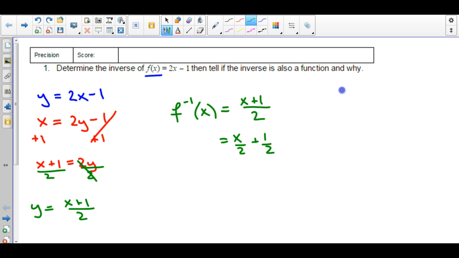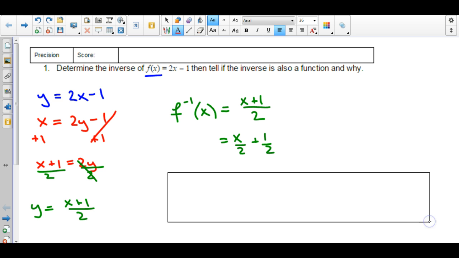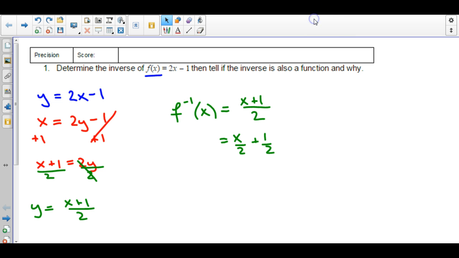So that's where I'm going to type this part in. Open a text box. What the crap just happened?